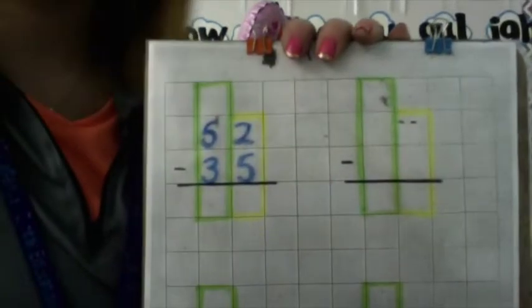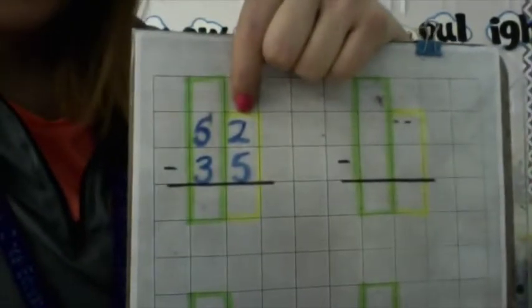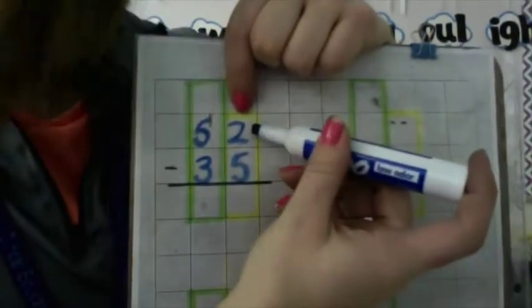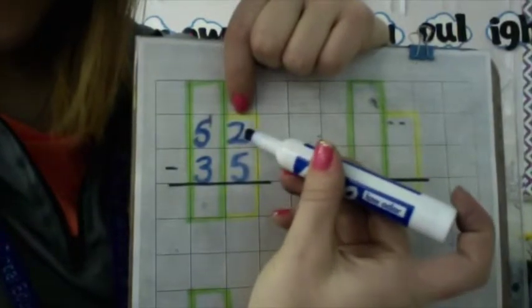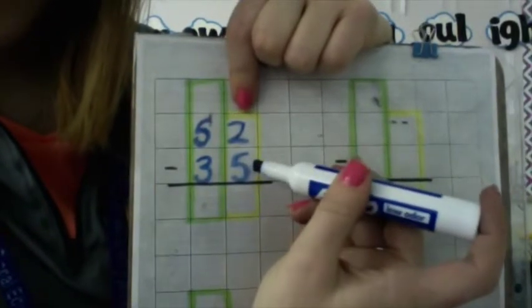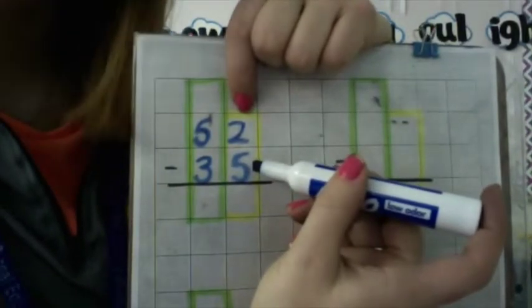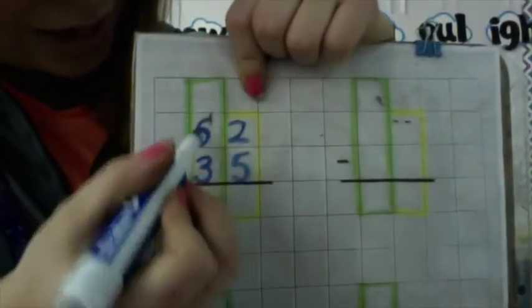52 minus 35. Okay, so we're going to start in our ones place. So in this yellow, where we have 2 minus 5. Is there more on the top or more on the floor? Yeah, there's more on the floor. 5 is bigger than 2. So when there's more on the floor, we've got to go next door and get 10 more.